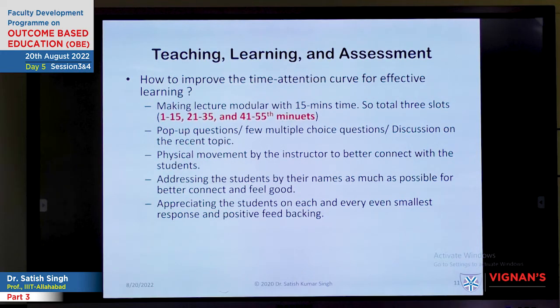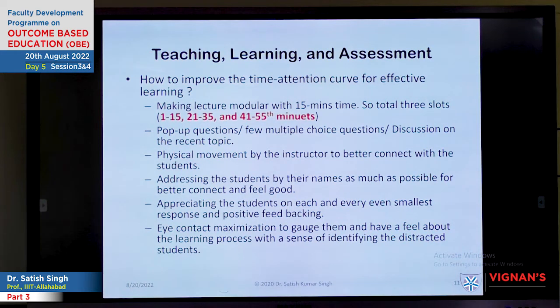In our class, we used to practice eye contact maximization to gauge them and have a feel about the learning process, with a sense of identifying the distracted students. If you look around once, you will immediately know who is listening and who is not. So these people are slightly distracted, and these are the target.